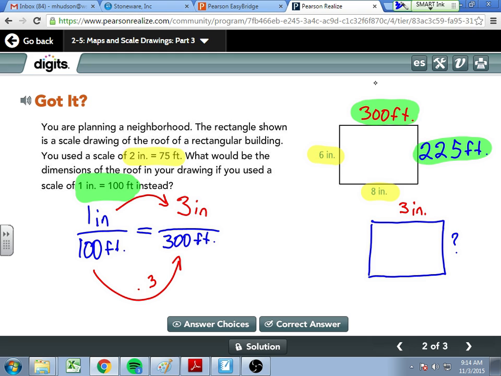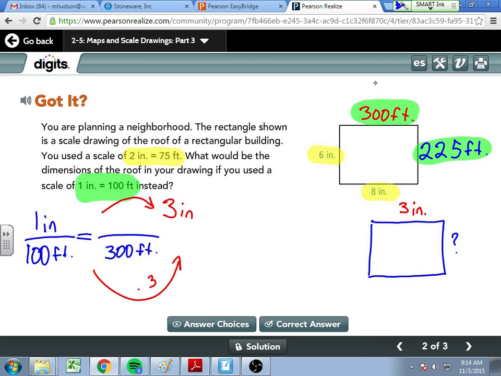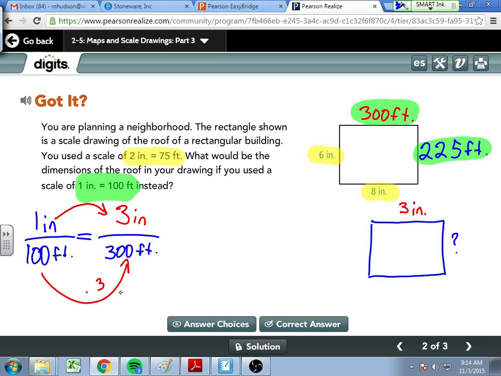Thomas? I just want to say that what I first did for the 2 inches equals 75 feet, I divided 75 by 2. Yes, but this is a weird number when you divide it by 2 though. 75 divided by 2 turns into 37.5. So it's a little bit trickier to work with, but what you did is totally right.